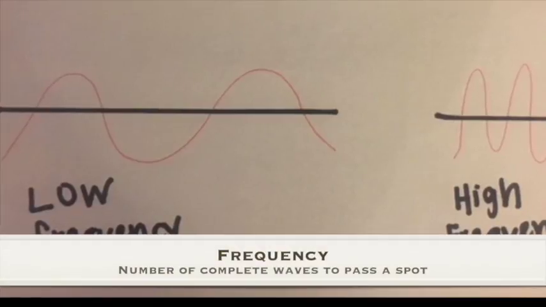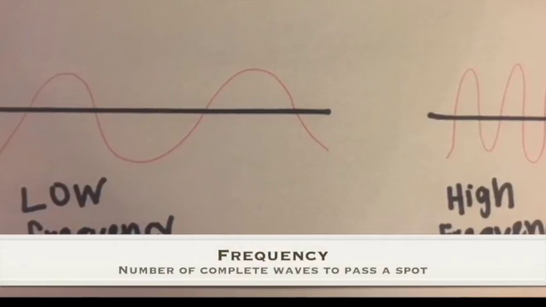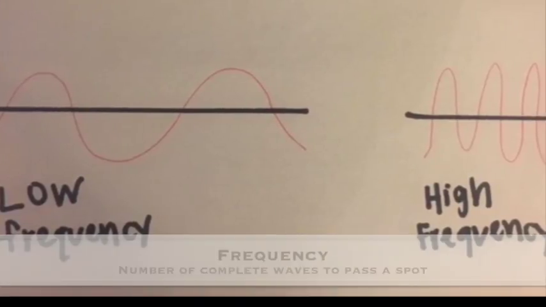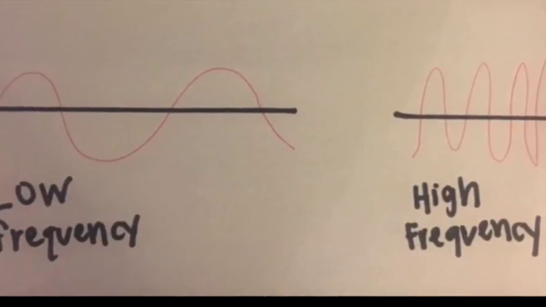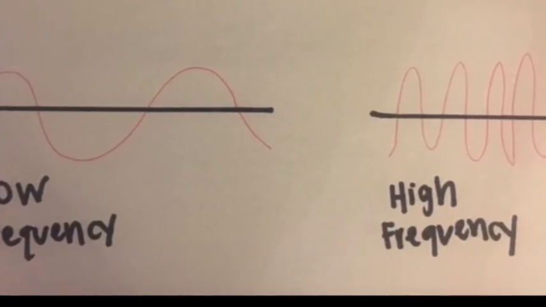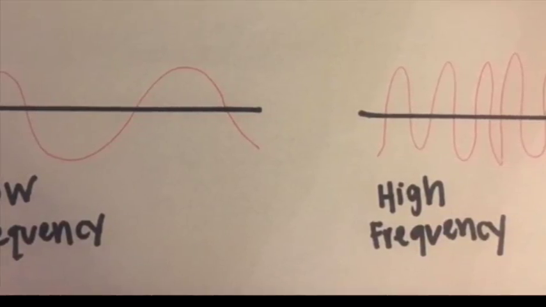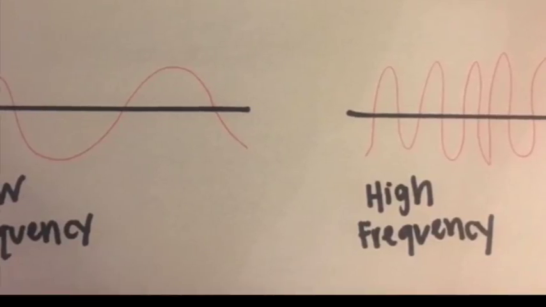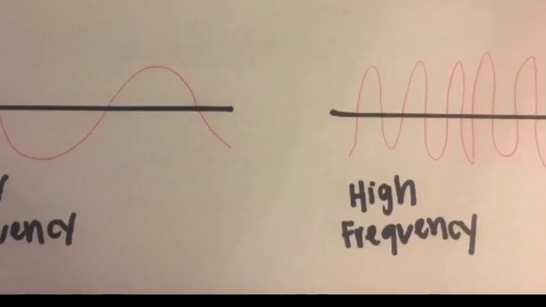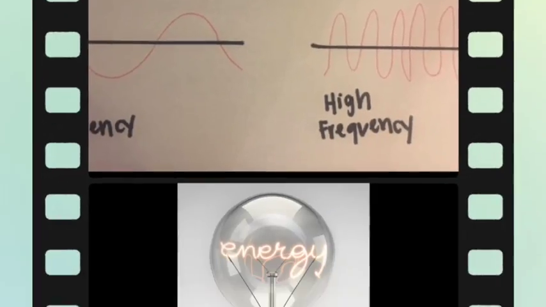Frequency refers to how often a wave passes through a certain spot. On the left is low frequency, where it's very spaced out, and on the right is high frequency, where they're very close together and there's more waves happening. Low frequency waves have very low energy and high frequency waves have very high energy. You measure frequency in hertz, represented by Hz.